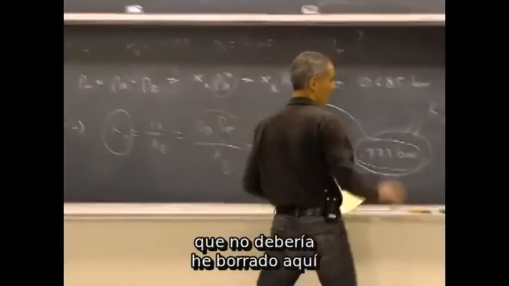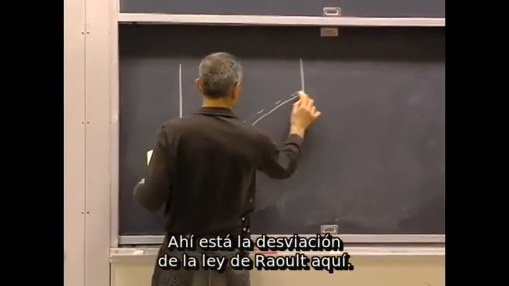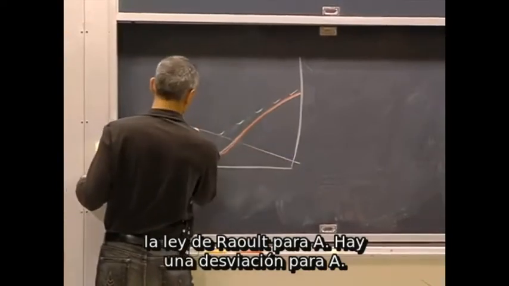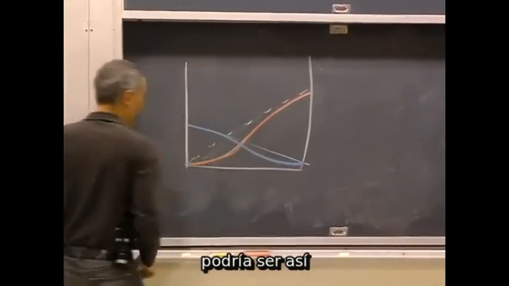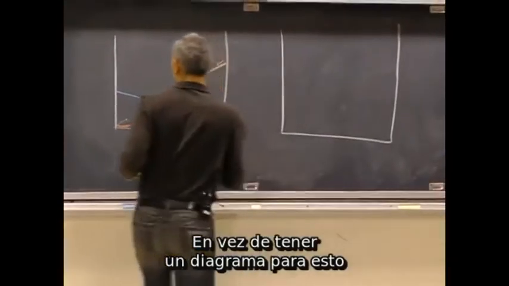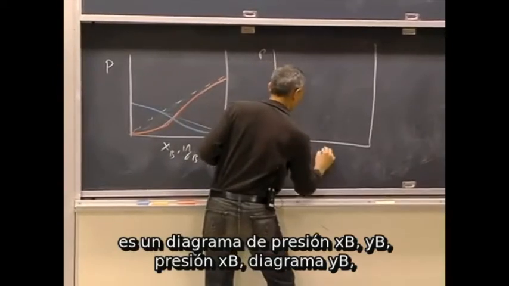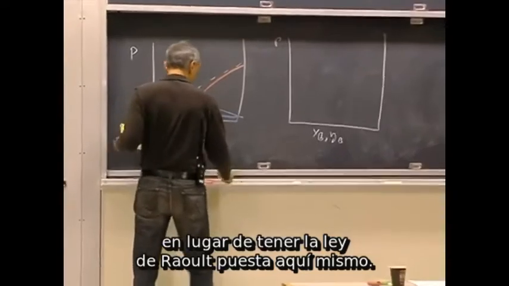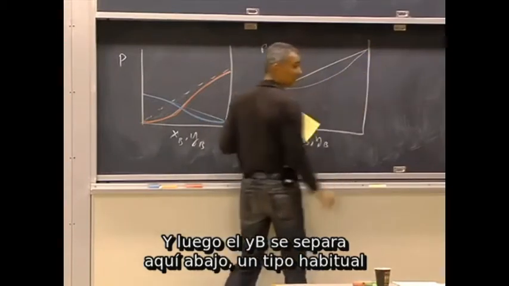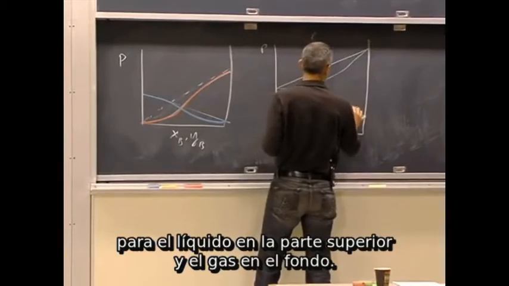if I put the whole diagram together, which I shouldn't have erased here. Right, so there's my diagram here again. There's the Raoult's law. There's the deviation from Raoult's law here for one substance, let's say for B. There's Raoult's law for A. There's a deviation for A. Could be like this. And if I now add these two together, instead of having a pressure XB, YB diagram, with Raoult's law sitting right here, and then the YB part down here below, your usual sort of ideal solution phase diagram with the high pressure of the liquid on top and the gas on the bottom.